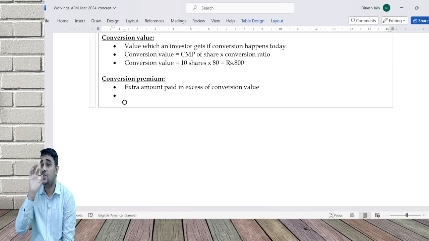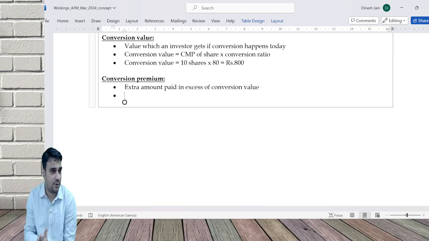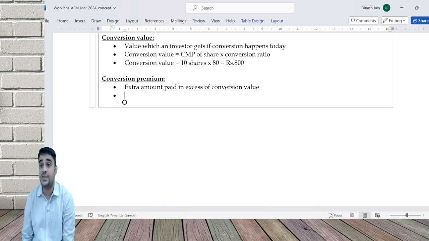1100. Instead of buying the bond, I could have bought shares directly. See, my ultimate objective was to buy shares only. But I said, no, let me not buy the share, let me go through the bond route. When I did it through the bond route, I have to pay how much? 1100. If I had gone through the share route, I would have paid only 800 rupees for 10 shares. So the extra paid is called conversion premium.